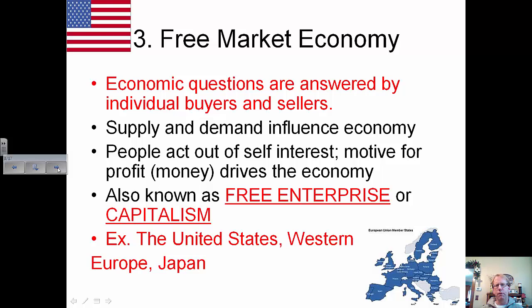People act out of self-interest. So they're going to do what's best for themselves in a free market economy. They're not worried about the other person necessarily. And the motive is usually for profit. And this drives the economy, everyone trying to make a profit.